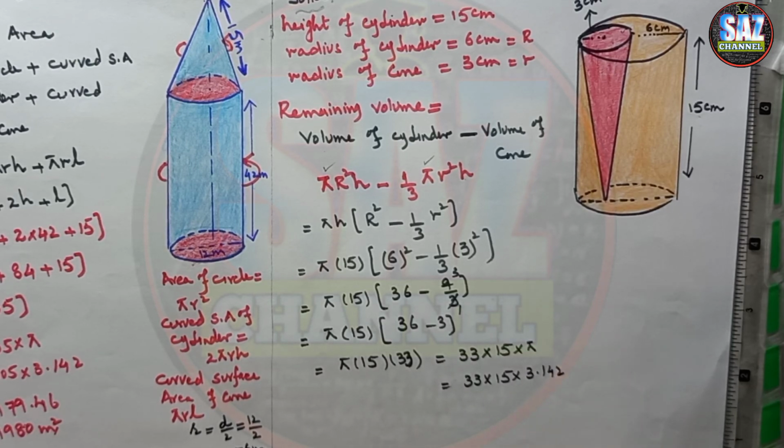This is equal to 33 multiplied by 15 multiplied by 3.142. Let me check the calculation. 33 multiplied by 15 multiplied by 3.142 gives me 1,555.29. As we have to give our answer to 3 significant figures, we focus our attention on 55. 55 is more than 50 according to the rounding off rules. So the remaining volume will be equal to 1560 centimeter cube.